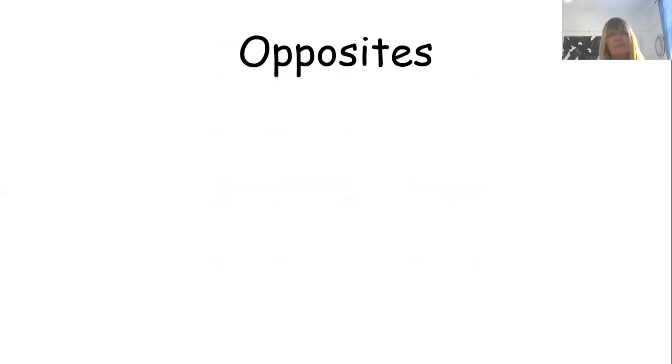Finally, opposites. Got some opposites today. Have a look and see what you think. Which 2 pictures go together as an opposite? Something that is completely different to the other.